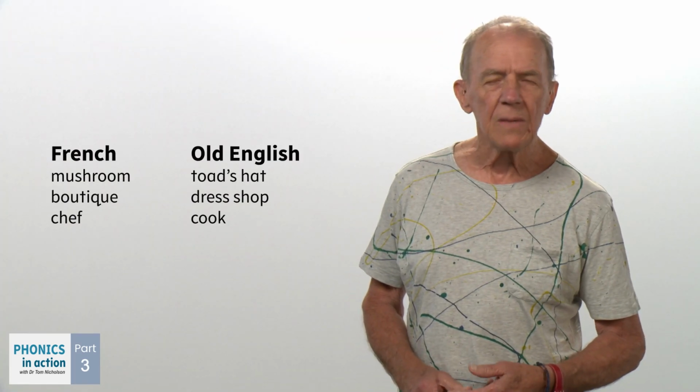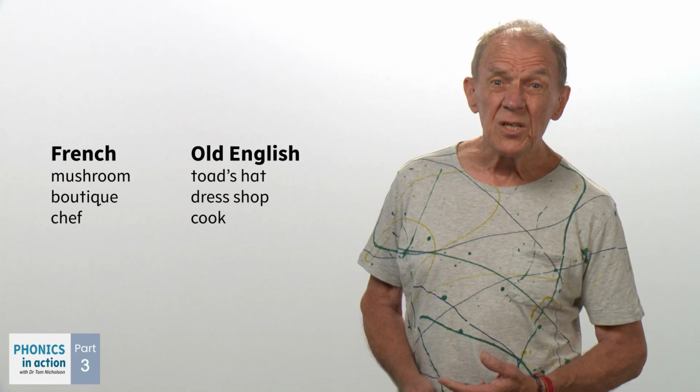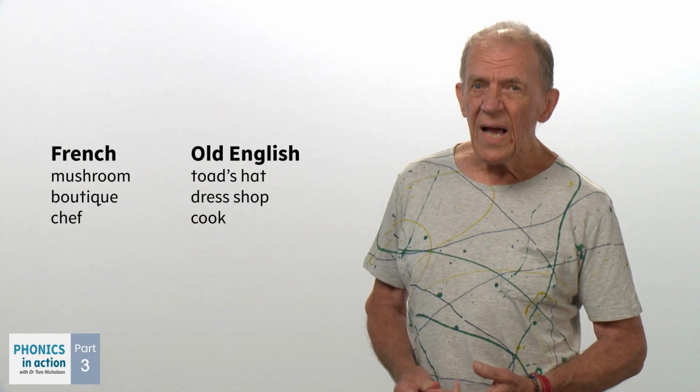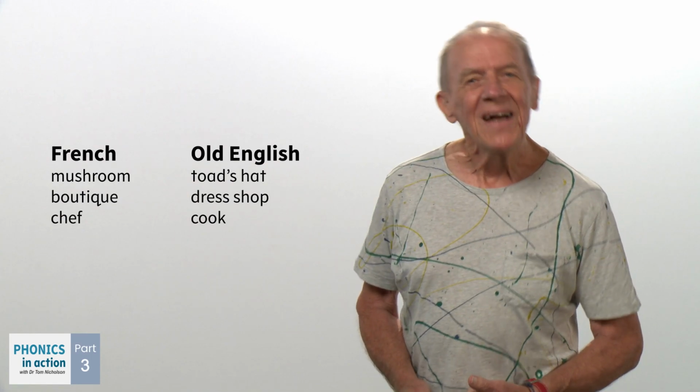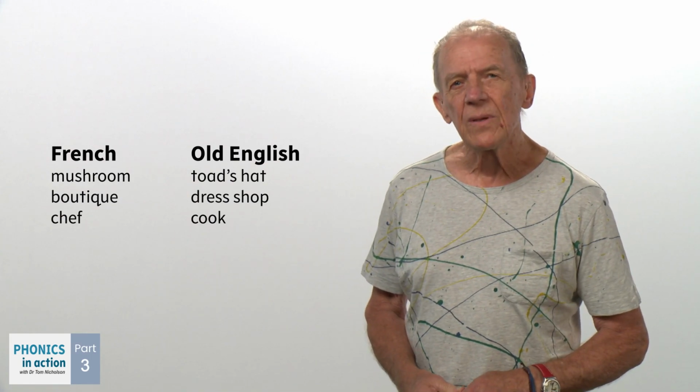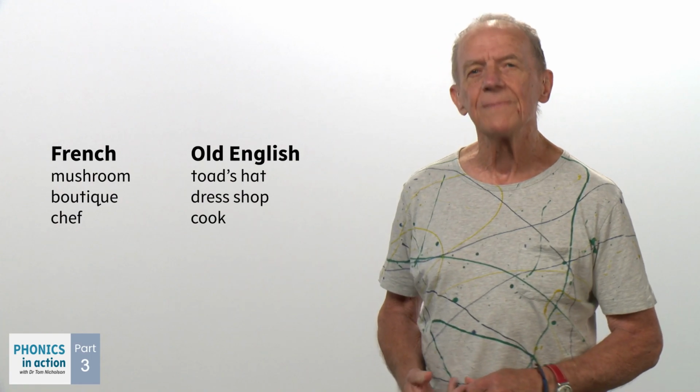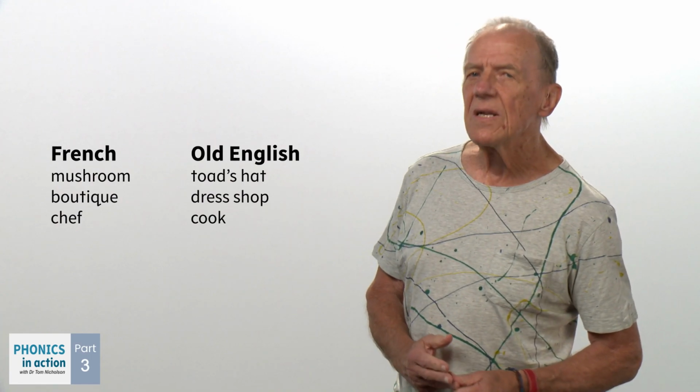You know, this difference in the way we think about language, it's still with us. Even now, French words seem more sophisticated. Like, for example, mushroom comes from French. The Old English word was toad's hat. A dress shop sounds quite common, but a boutique sounds classy. A cook sounds ordinary, but a chef sounds like an expert.